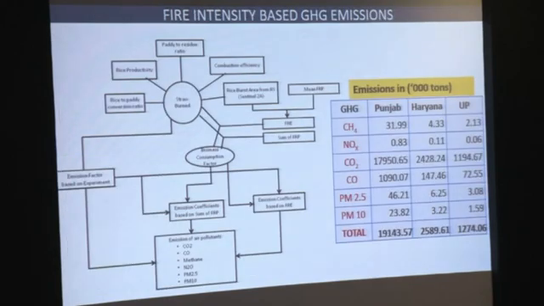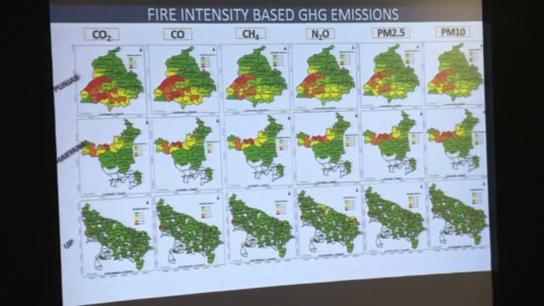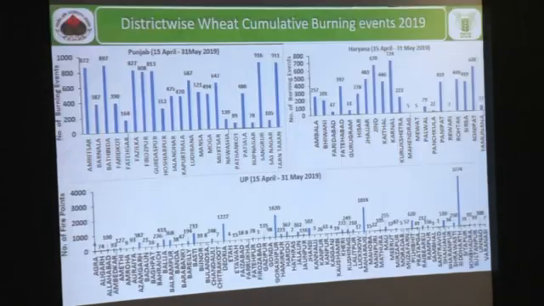Then we also developed a methodology based on the intensity of fire, how much particulate matter and greenhouse gases are being emitted from all these burning events. I don't want to go into the science of that here, but these are the estimates which we made in terms of how much emissions of methane, NOx, CO2, carbon monoxide, particulate matter 2.5 and 10 were generated out of this. So we can calculate the environmental cost depending on all these emissions of pollutants into the atmosphere and how they were distributed across the districts.